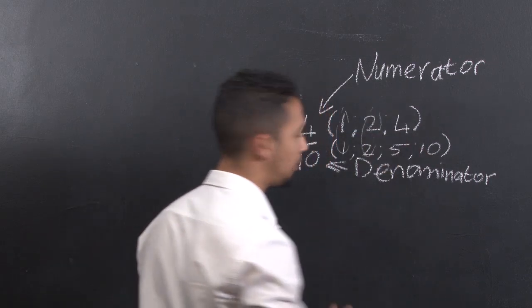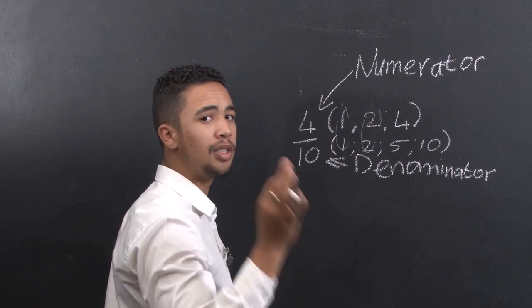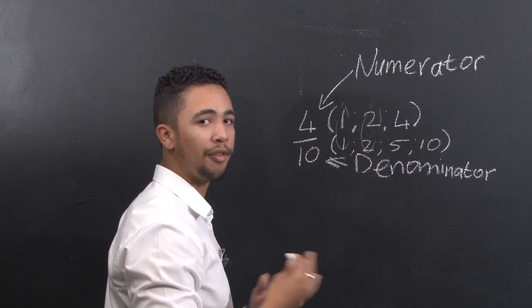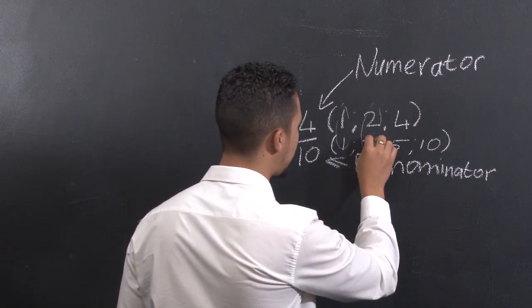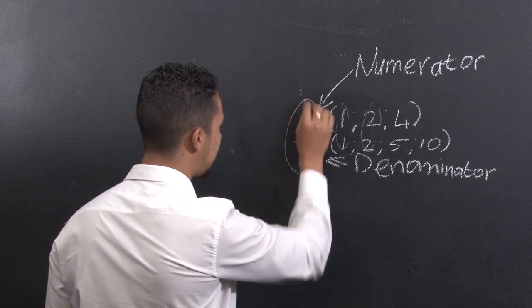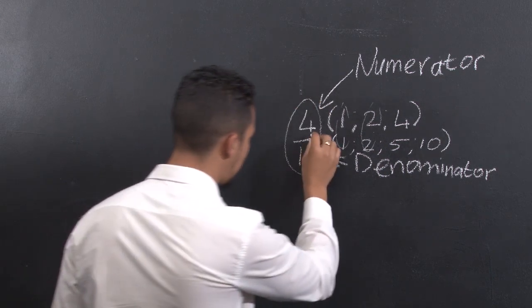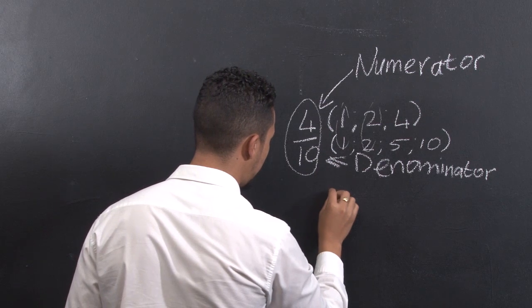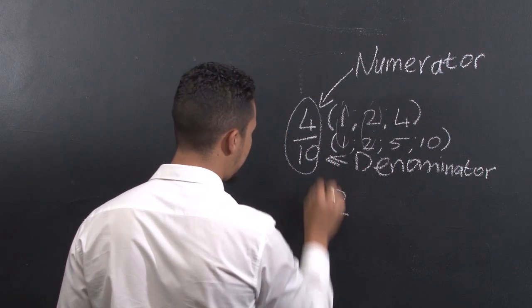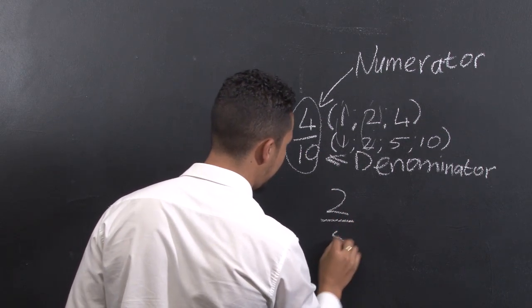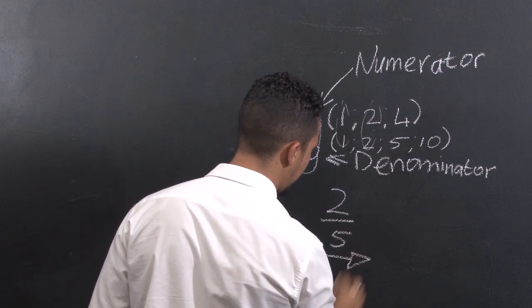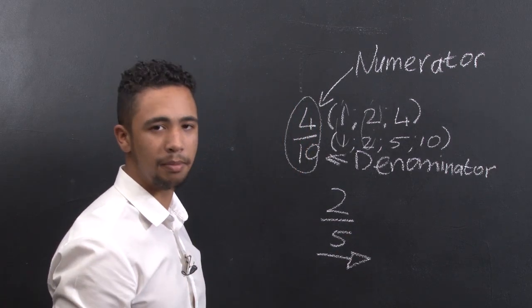Therefore, the greatest common factor would be the largest common factor, 2. So let's divide this by 2. 4 divided by 2 will be 2. 10 divided by 2 will be 5. That is our fraction in its simplest form.